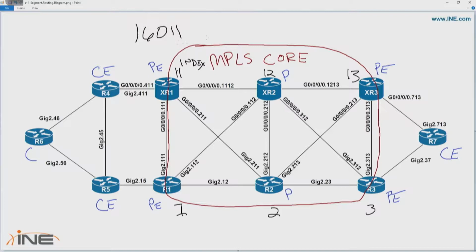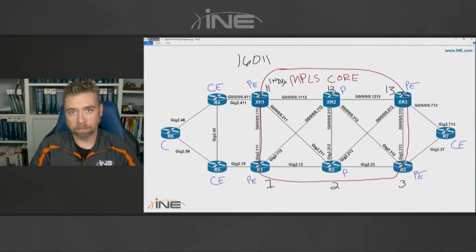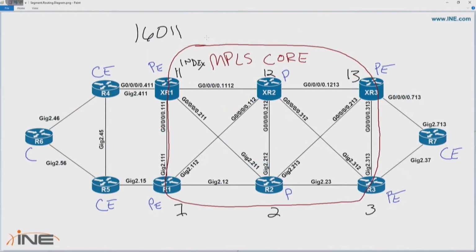Okay, this is the reason why I mentioned that you need to somehow keep track of these numbers, because they're statically defined and they are globally significant. So if somebody else chooses the index number 11, same as XR1, then we're going to have a forwarding problem in the core.